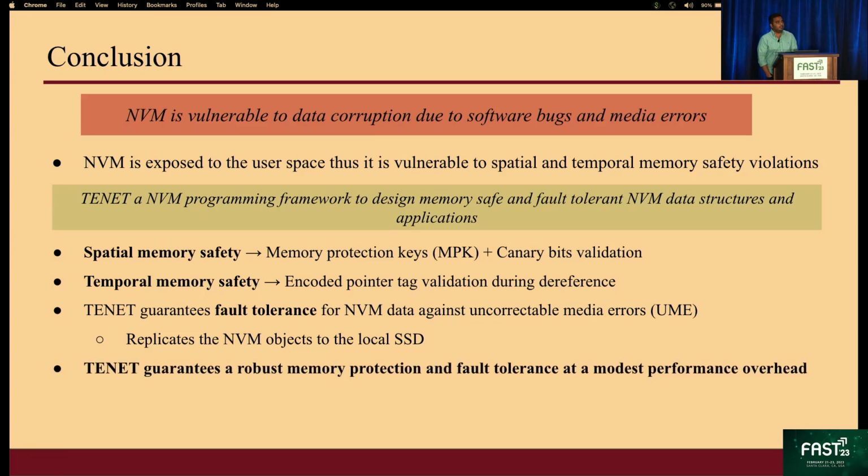The key takeaway in TENET is how we are able to use simple and lightweight techniques like memory protection keys, canary bits, and pointer tags to guarantee robust memory safety, right? As a result, we are able to design a practical system that focuses on performance, safety, and fault tolerance, and doesn't trade off one for the other in a bigger sense. So overall, TENET guarantees robust memory protection and fault tolerance at a modest performance overhead.